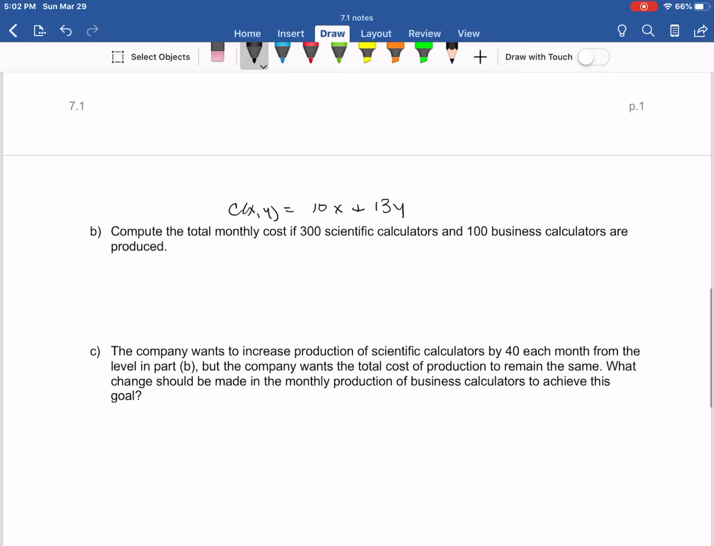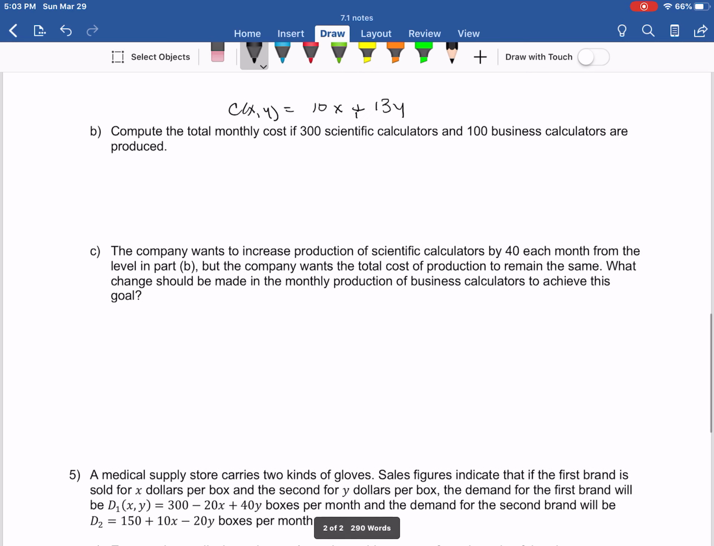All right, I'm just going to repeat it here at the top of the next page so we have something that we can see in front of us to answer B and C. Part B, compute the monthly total cost if 300 scientific calculators and 100 business calculators are produced. Pay attention to which one is your X and which one is your Y. So in this case, 300 is your X because X represents scientific, and 100 is your Y because Y represents your business calculators. When you substitute those two numbers into your cost function that you came up with in Part A, you work it out, you should get a monthly cost of $4,300.